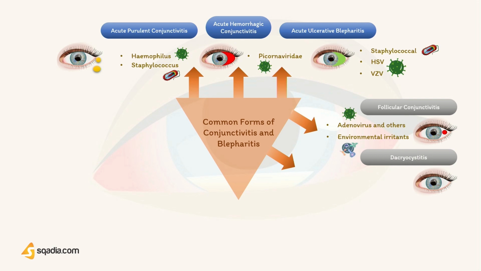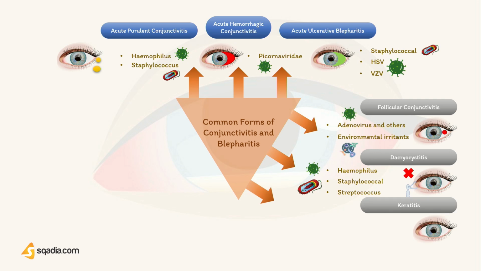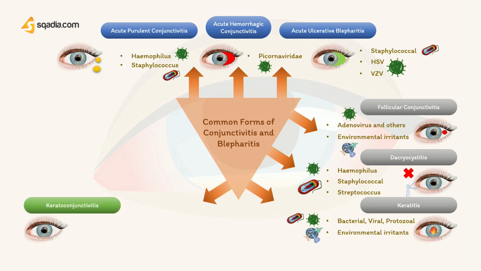Now, as the name indicates, it's basically the inflammation of the lacrimal sac, often associated with a plugged nasolacrimal duct. Now here, the causative agents usually are bacterial, including Haemophilus, Staphylococcus, or even Streptococcus. Next, we have keratitis. It's the inflammation of the cornea. And again, the causative agents can be bacterial, viral, protozoal, or even environmental irritants can present with such a condition. Moving on, we have keratoconjunctivitis.